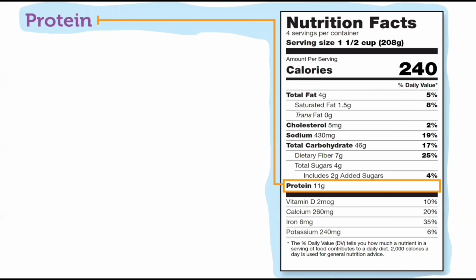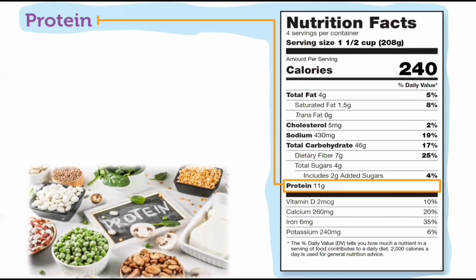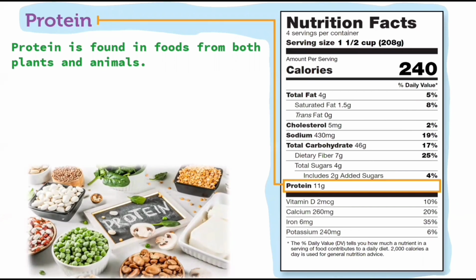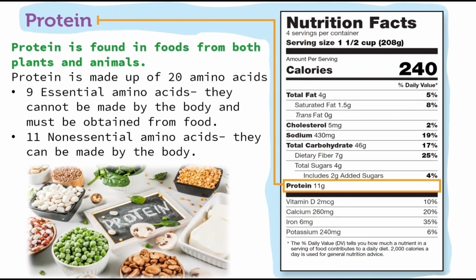Now let's look at protein. This is a nutrient that we hear about a lot. Protein is found in foods from both plants and animals. Protein is made up of amino acids, which are linked to one another in long chains. There are 20 different amino acids. 9 of them are essential and they cannot be made by the body. They must be obtained from food. 11 of them are non-essential and they can be made by the body from essential amino acids consumed in food or in the normal breakdown of body proteins.